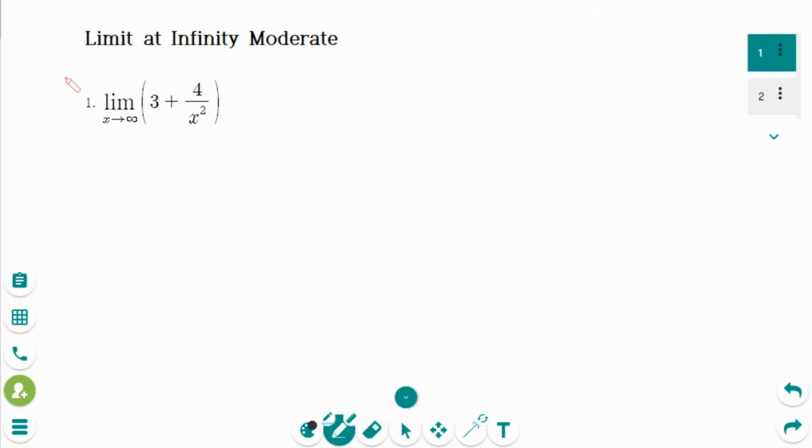This video will cover moderate questions regarding the limit at infinity. The first question is like this. We will use the limit property to expand everything. So, limit as x approaches infinity 3 plus same thing.